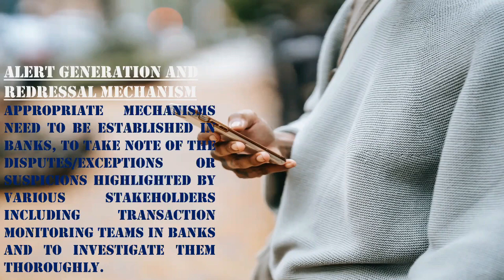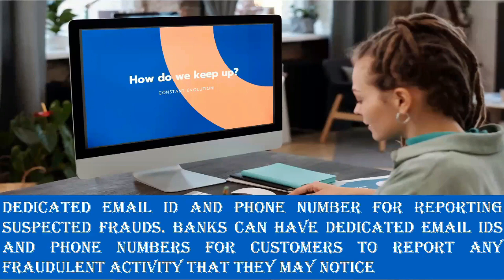Appropriate mechanism needs to be established in banks to take note of the disputes, exceptions or suspicions highlighted by various stakeholders, including transaction monitoring teams in banks, and to investigate them thoroughly. Banks should have a well-publicized whistleblowing mechanism. Next is a dedicated email ID and phone number for reporting suspected frauds.